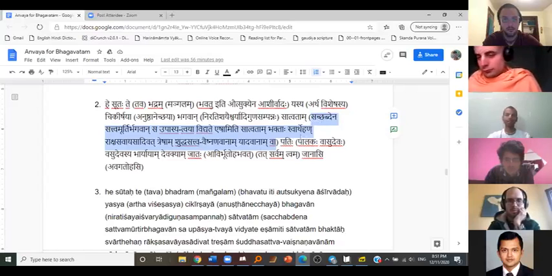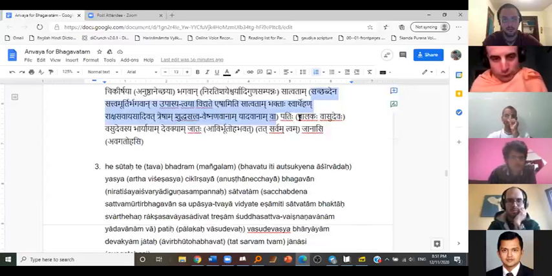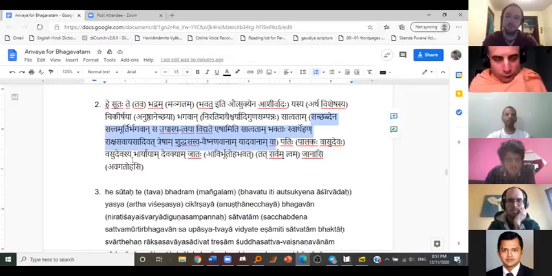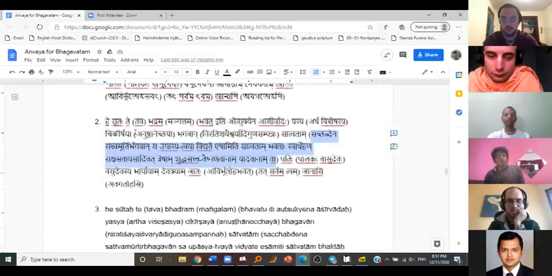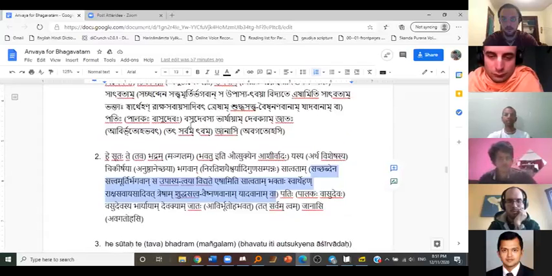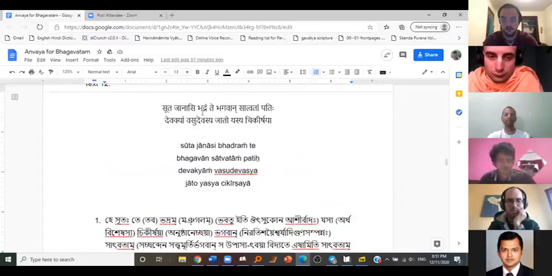Quite interesting actually. So patiḥ, sātvatāṁ patiḥ, vasudevasya, of Vasudeva, bhāryāyāṁ, devakyām, so in the wife of Vasudeva, Devaki, jātaḥ, he appeared. Tat sarvaṁ tvaṁ jānāsi. You know about all this. Avagataḥ asi. So the meaning is, O Suta Goswami, te bhadram, may there be auspiciousness upon you.